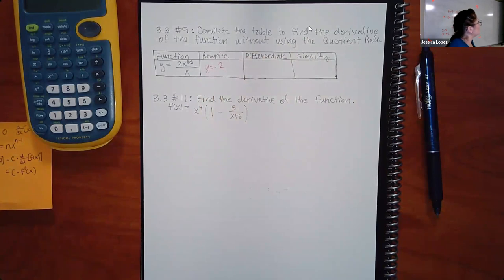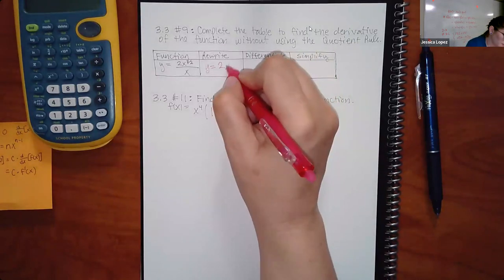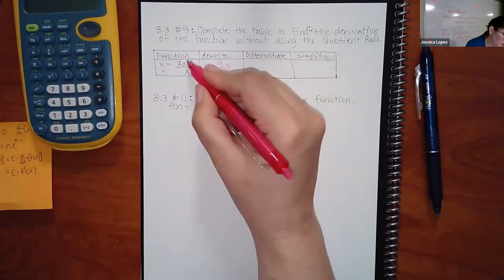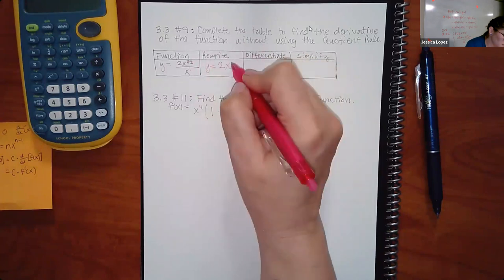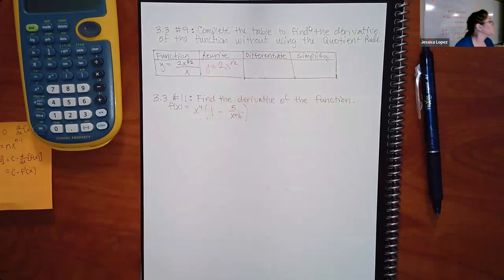What do you do when you have something with an exponent divided by something else with an exponent? It's invisible downstairs, but if there is an exponent, you subtract. So what's going to be our new exponent then? 3/2 minus this invisible one is 1/2.